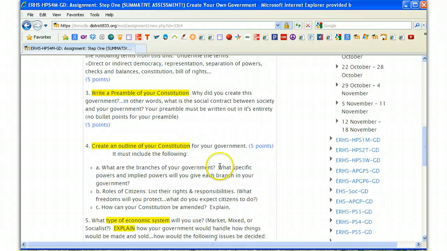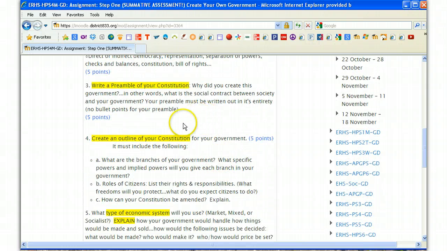And in week 2 you also saw that there was a preamble to the Constitution of the United States. You have to write your own preamble. And you can't bullet point it, you write it out completely. And that's worth 5 points.